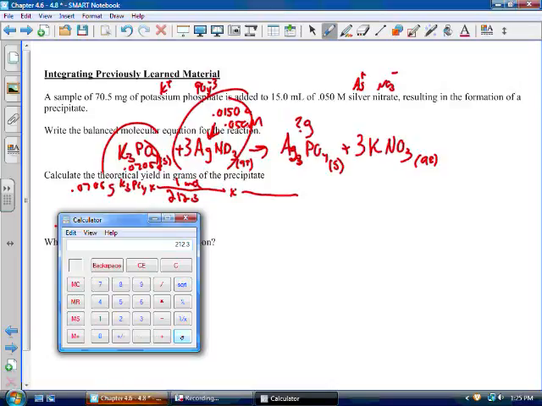The ratio of what I want over what I have in this case happens to be 1 to 1: 1 silver phosphate for every 1 K3PO4. Now, to get grams of silver phosphate, I multiply by the molecular mass, which I'm going to calculate again. Silver is 107.9, so 3 times 107.9, plus 31 for the phosphorus, plus 64 for the oxygens, gives me 418.7 grams per mole. So all I did was simply break down the silver phosphate and figure it out that way.